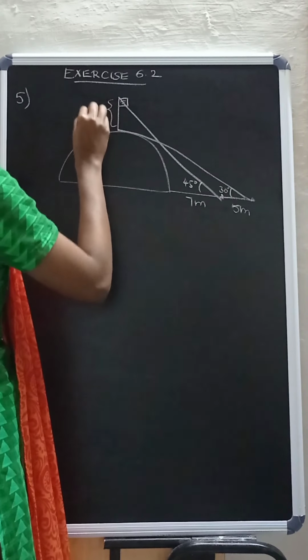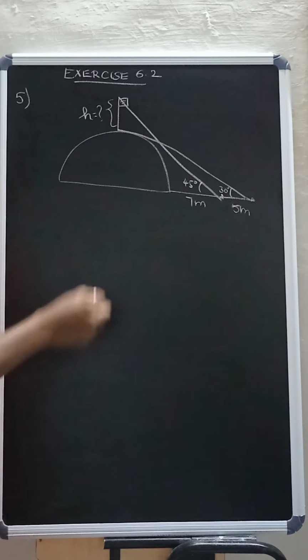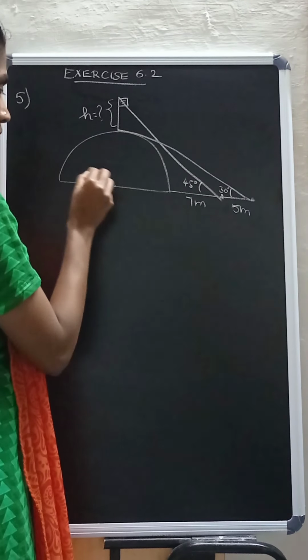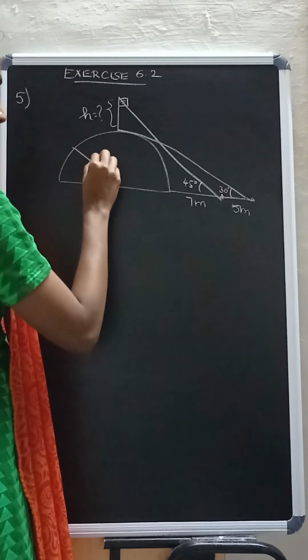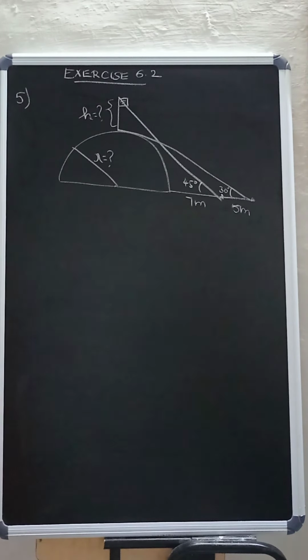So this h is equal to what? And find the radius of the dome. So r is equal to 1. So we need to find these two values. I'll read the question again.